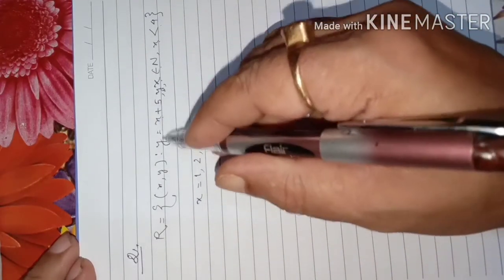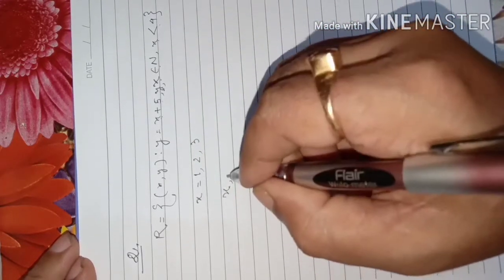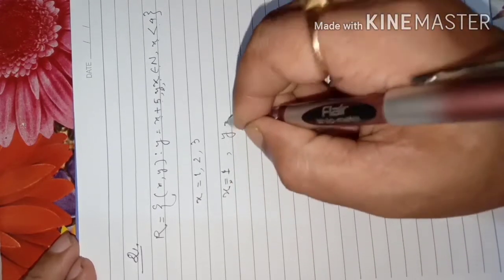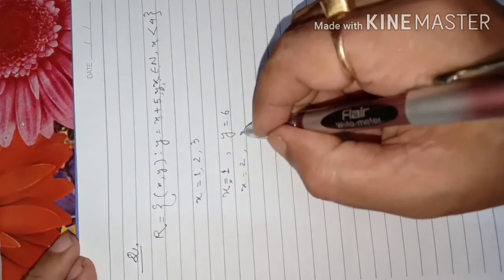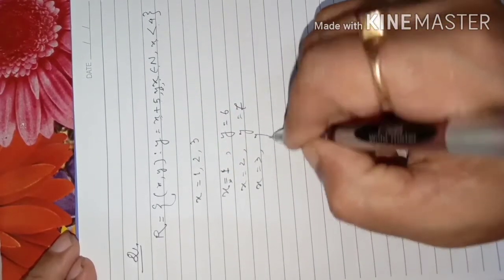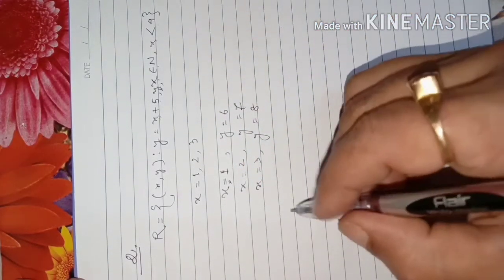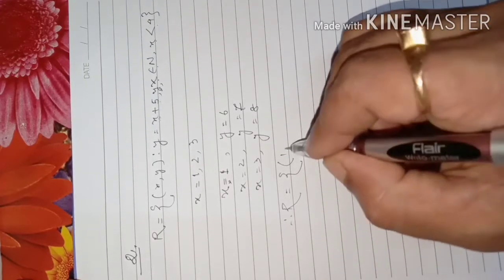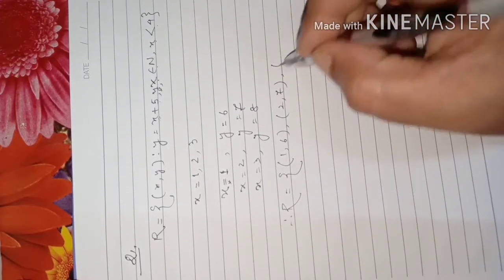If x is 1, y will be equal to 1 plus 5, which is 6. So for x equal to 1, y will be equal to 6. For x equal to 2, y will be equal to 7, because 2 plus 5. For x equal to 3, y equal to 3 plus 5, which is 8. Now you have to write in roster form. Therefore R in roster form, you have to write the pairs (1, 6), then (2, 7), then (3, 8).